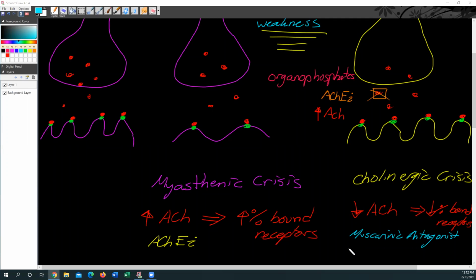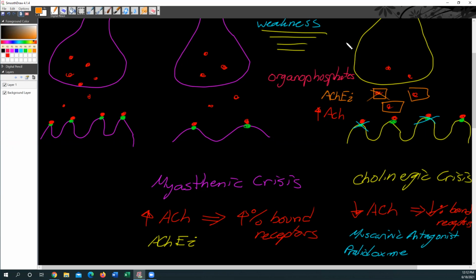And pralidoxime is an acetylcholinesterase reactivator. Specifically, it works on those organophosphates. So it helps remove the organophosphates from the acetylcholinesterase, so that way we can reactivate the enzyme so it does its job. So essentially, our two ways of doing it is with the muscarinic antagonist and try to block some of these receptors, or we increase the action of that acetylcholinesterase so we can decrease the concentration of acetylcholine. So we have two ways of managing cholinergic crisis.